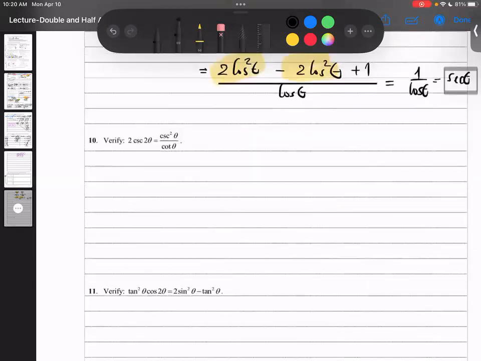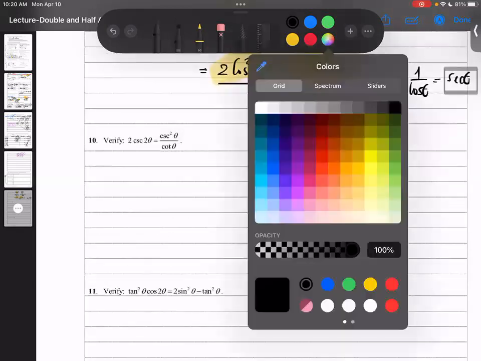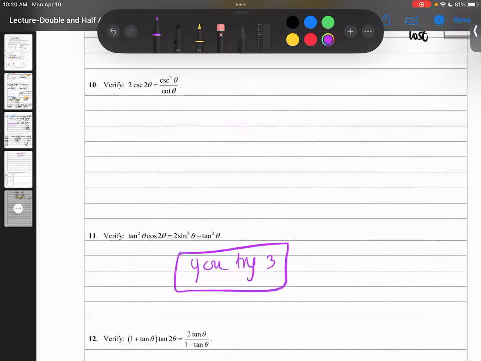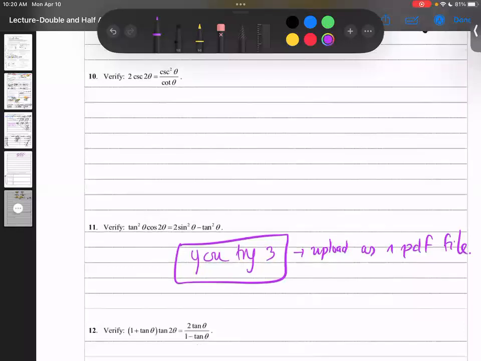Let me tell you, you try three and then I'll do number 10, we're done. For this you try, you need to upload as one PDF file, showing all the work. Because we're not solving, we're verifying the left hand side for the right hand side. Please do not solve. We're verifying, right? I want you to prove that the left hand side is equal to the right hand side.